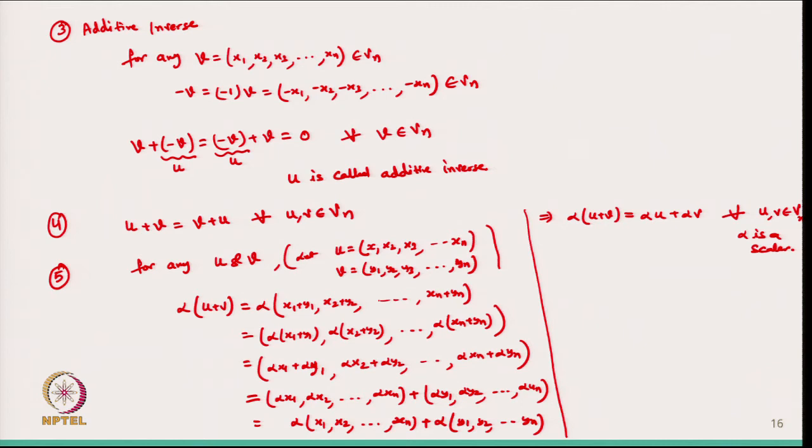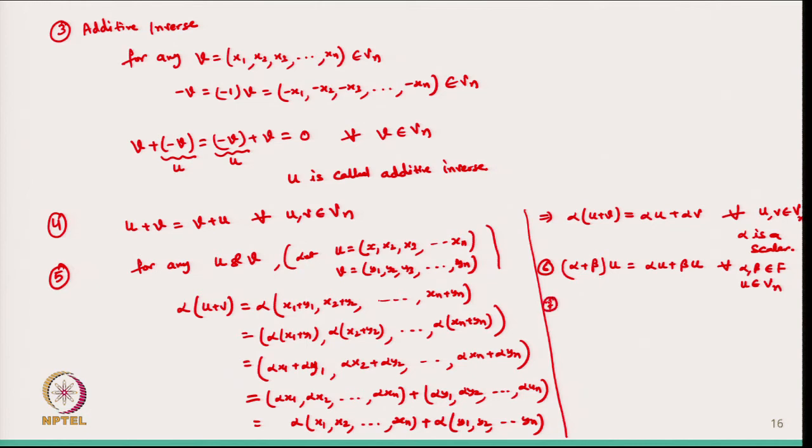So, the 5th property is satisfied. The same way, the 6th property I can satisfy: I am taking the scalar alpha plus another scalar beta, and if I write u, then the same way I can show that this is equal to alpha u plus beta u for all alpha, beta belonging to the field and u belonging to the vector space V n. So, this property we can define the same way.